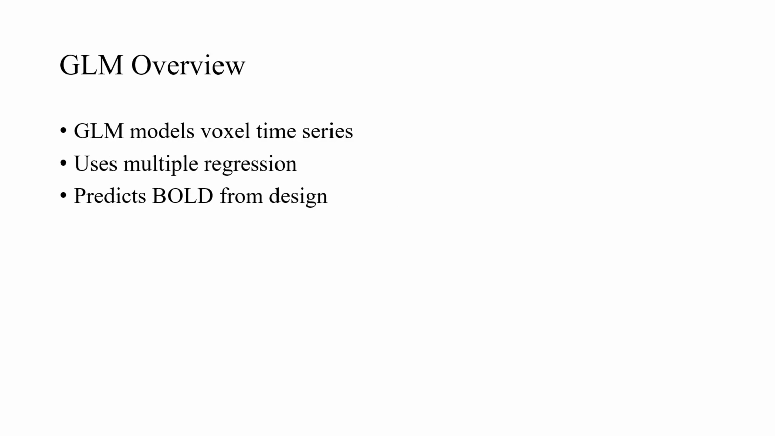Now, the overall analysis, and this part I will do very quickly because I am not going to cover the generalized linear model in any detail. They model voxel time series. So, the voxel is the volumetric section of the brain, and we look at how the activity is developing over time in that. It uses multiple regression and tries to predict the blood oxygen level dependent response from the design features.